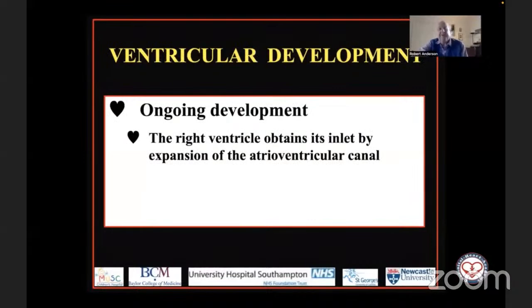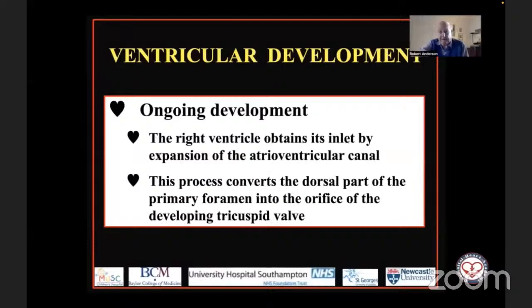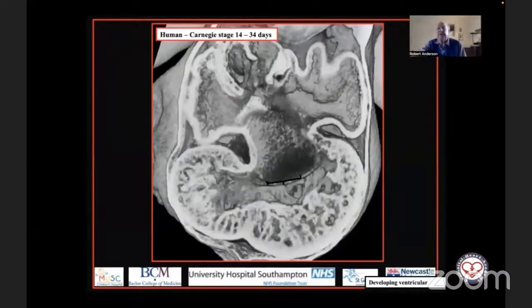So how does that take place? Well, let's do this in temporal sequence. Because the first thing that happens is that the right ventricle obtains its inlet part. And it does this simply by expanding the atrioventricular canal. And here we see the first step in remodeling of that primary interventricular communication. Because the remodeling gives the right ventricle its inlet and at the same time produces the orifice of what will become the tricuspid valve. So let's go back to sections.